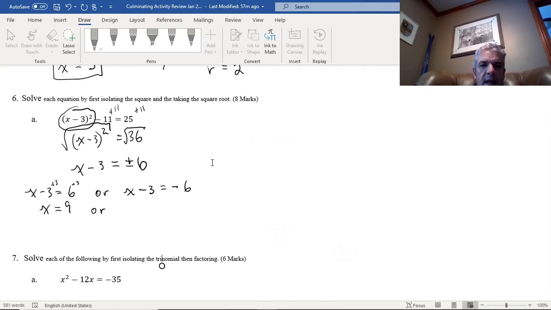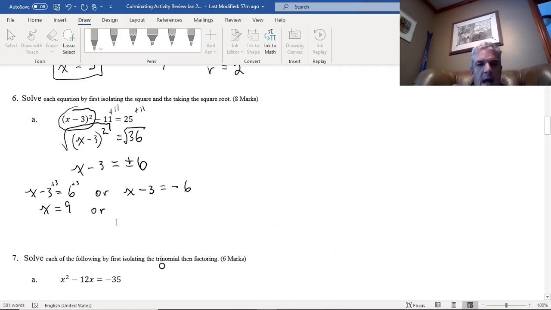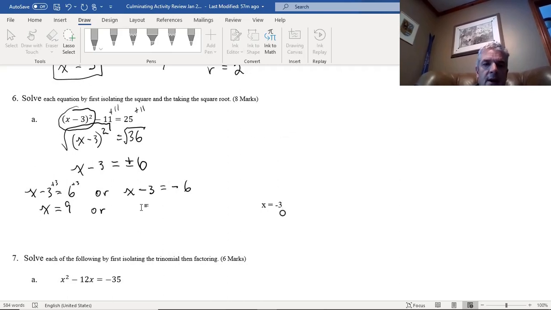But I'm going to tell you that the answer here is x equals... I'm going to try and type it in. x would equal, add 3 to both sides, so it'll be x equals minus 3. So the other answer would be x equals minus 3. I'd write that in here, but it will not let my pen write right now.